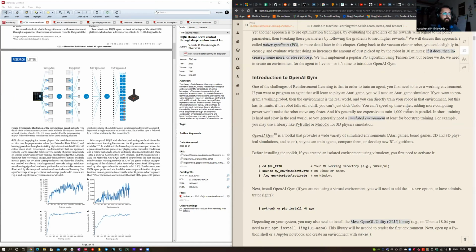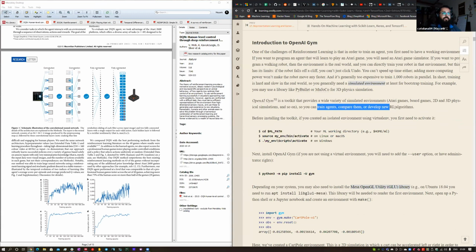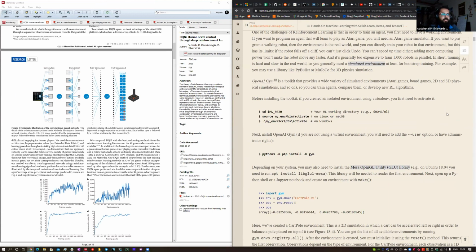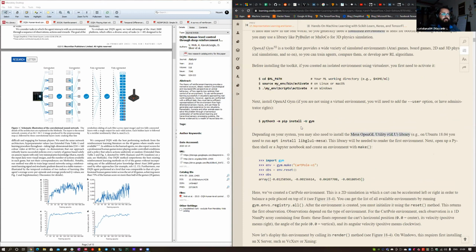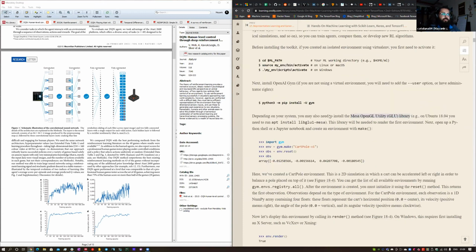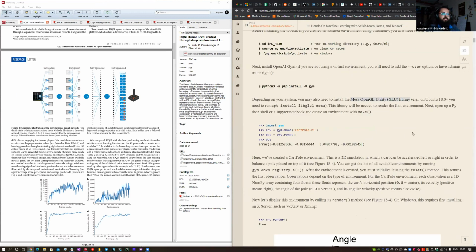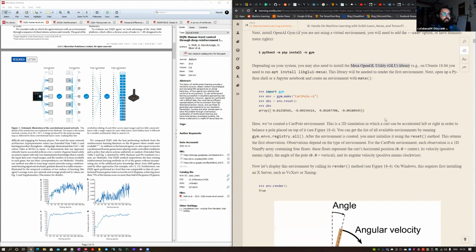So these are the 2D and the 3D physical simulations of the OpenAI Gym kit that we can compare and develop new RL algorithms on. And this is the simple installation strategy. If you get stuck, you can find forums or you can post your queries here, and we will be readily available to help.